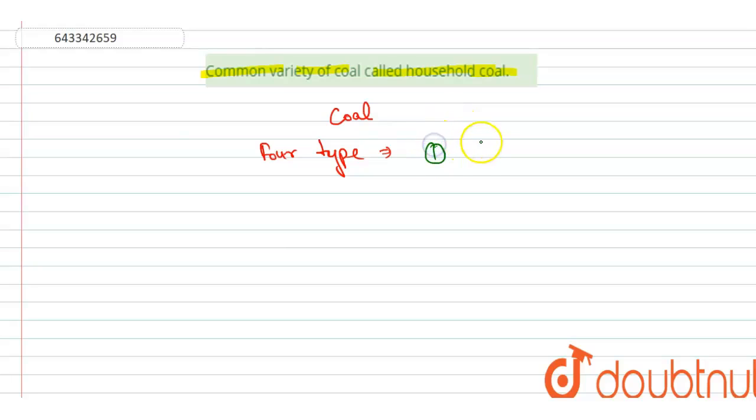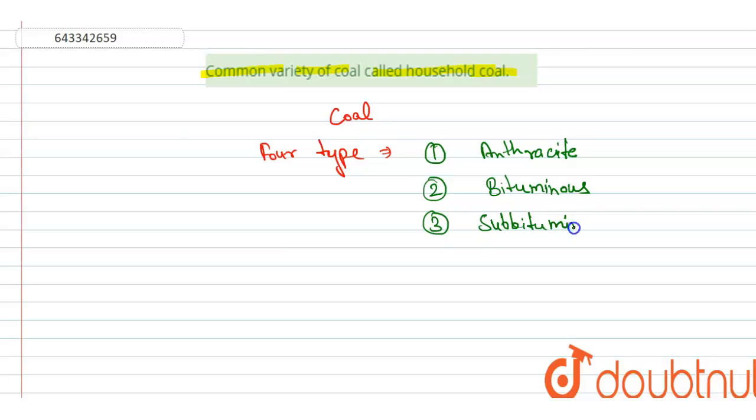First one is anthracite. Second one is bituminous. Third one is subbituminous. And last, fourth one is lignite. So basically these four types of coal. In which if we talk about first, which is anthracite.